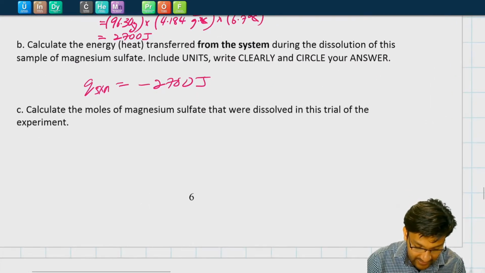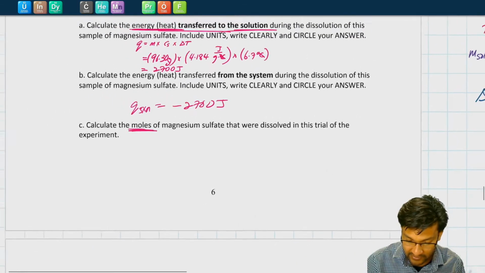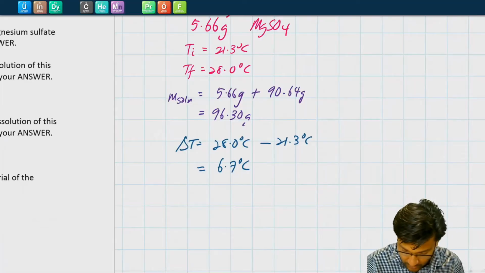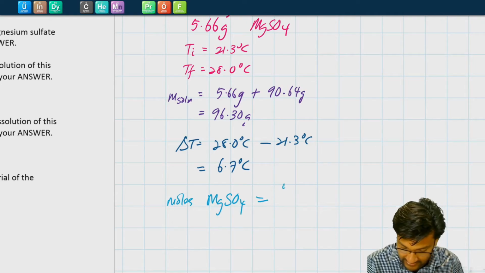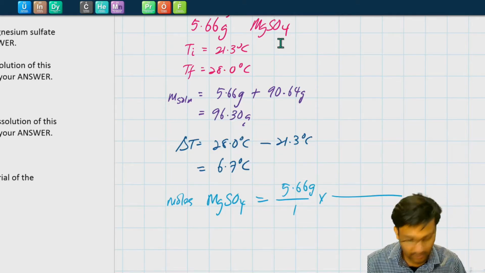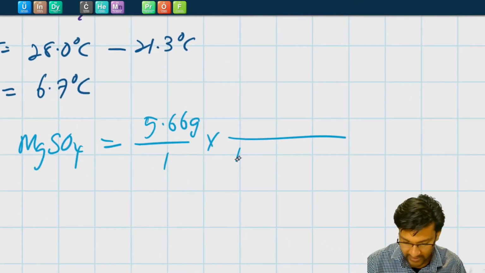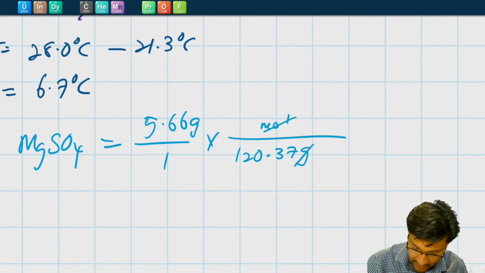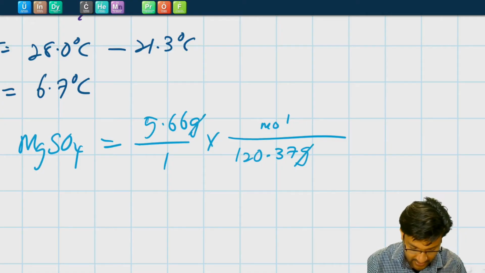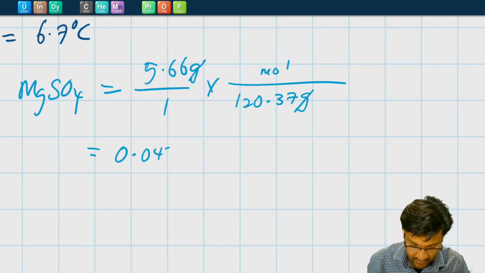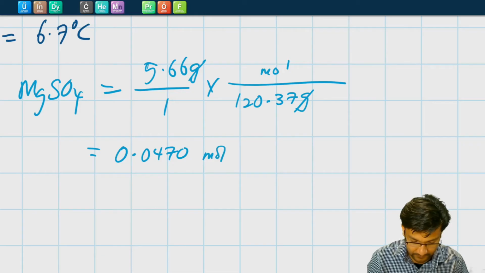All right, now we need to calculate the moles of magnesium sulfate that were dissolved in the trial of this experiment. We know the mass of magnesium sulfate, so the moles of magnesium sulfate would just be the mass of magnesium sulfate, 5.66 grams, divided by the molar mass of magnesium sulfate. The molar mass of magnesium sulfate is 120.37 grams per mole. And so this should give us 0.0470 moles, to 3 sig figs.